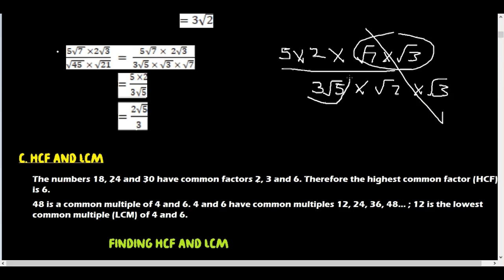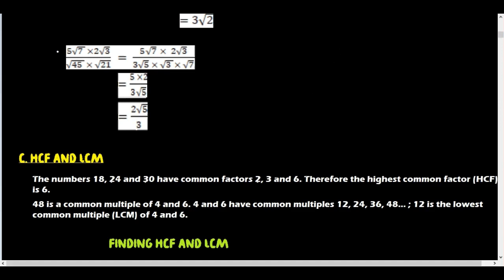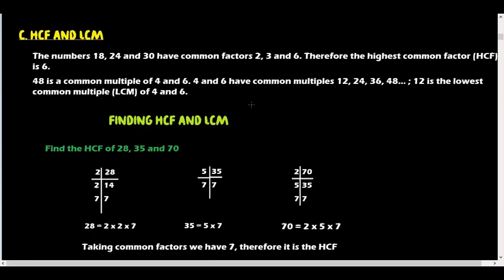After it cancels out, we remain with 5 times 2 over root 3 times 5. Then use the properties above. What do we do? We rationalize. How do we rationalize? We multiply the top, which is the numerator, and the denominator by the same surd, which is what? Root 5. Root 5 multiplied by the numerator and root 5 multiplied by the denominator. Therefore you get 2 root 5 over 3.